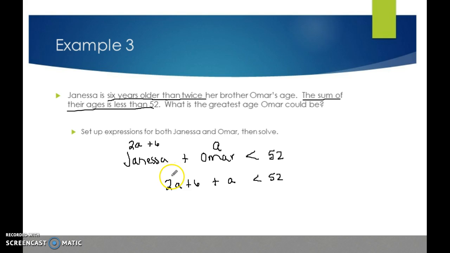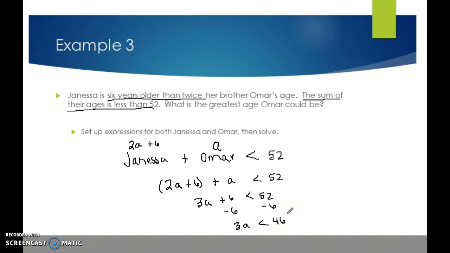Note the two different A's. It's very common for students to see, oh, here's Omar, and they don't have this added A. But this whole expression here, this part just represents Janessa. This represents Omar. You have to have both because you have to use Omar's age to find Janessa's age. So now you can just combine like terms. 2A plus A is 3A plus 6 is less than 52. And if you subtract 6 on both sides, you get 3A is less than 46.